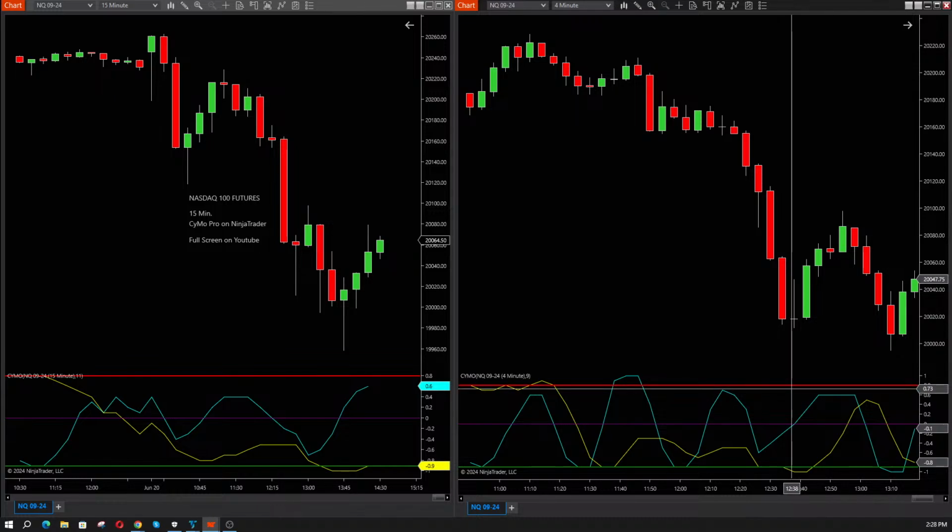Is this just for NQ, or can it be used for other symbols? Yeah, it could be used on any futures symbol. You could use it on Bitcoin futures as well.